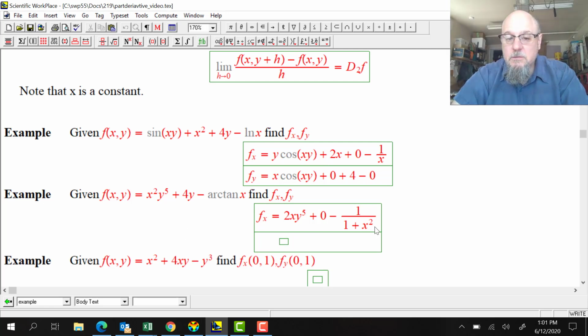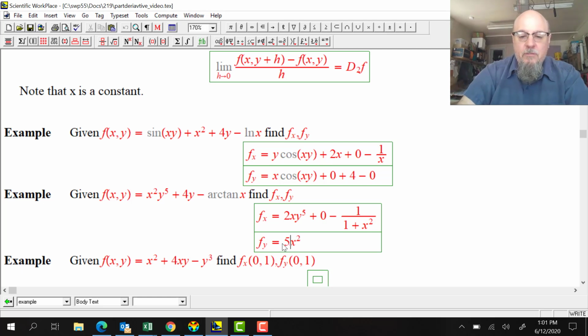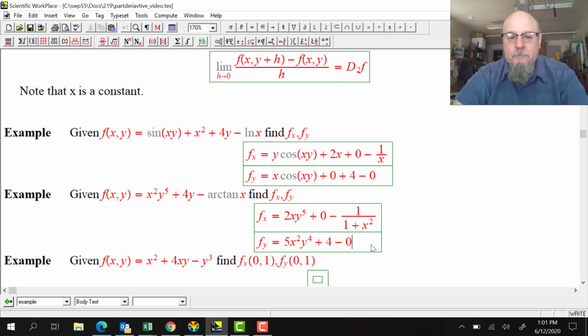There's the slope formula in the x direction. Let's get our derivative with respect to y. So, differentiating, the x squared is now a constant. I'm differentiating with respect to y. So the 5 comes down, subtract 1 from the exponent. The derivative of 4y is 4. And arctan of x is a constant. Its derivative is 0. Here are my two first order partials.